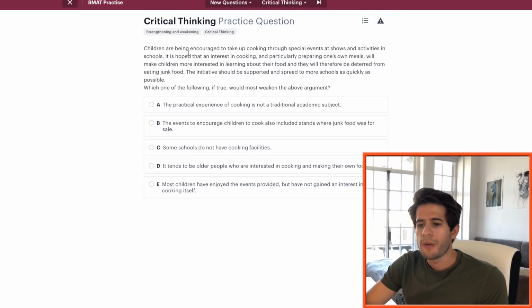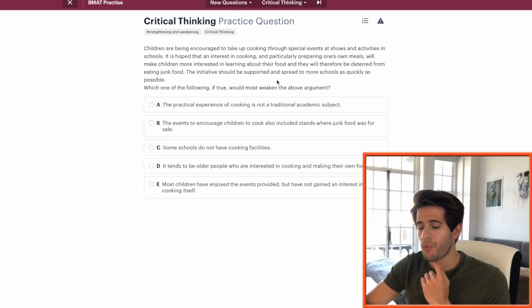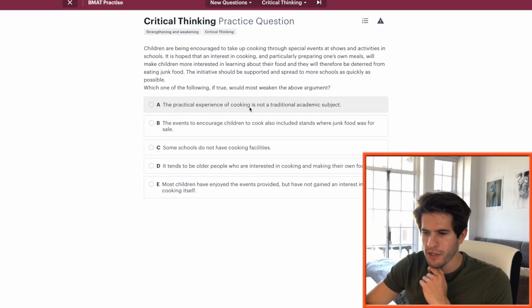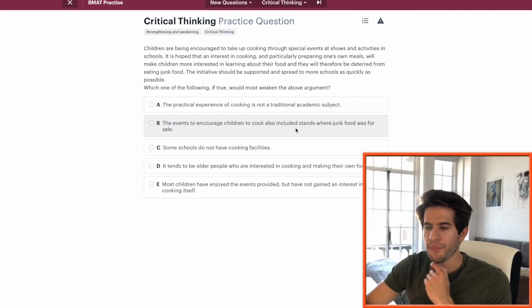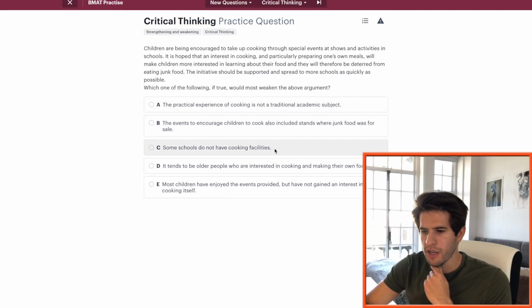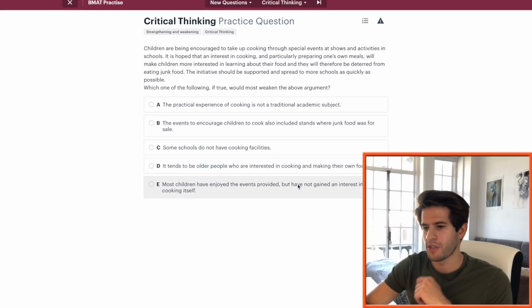Okay, awesome. Children are being encouraged to take up cooking. Which of the following, if true, would most weaken the above argument? The practical experience of cooking is not a traditional academic subject. Not really. The events to encourage children to cook also included stands where junk food was for sale. Okay. Some schools do not have cooking facilities. It tends to be older people who are interested in cooking and making their own food. Most children have enjoyed the events provided but have not gained an interest in cooking itself.